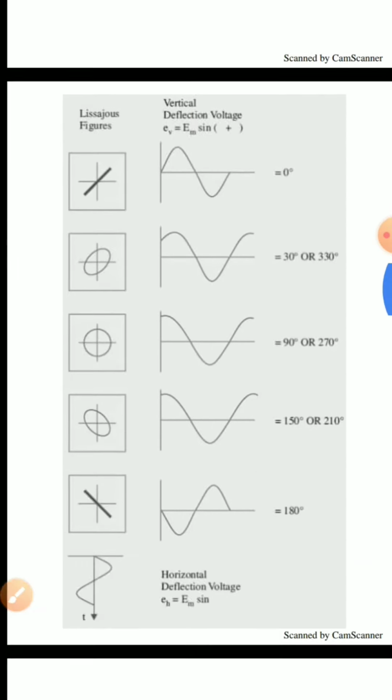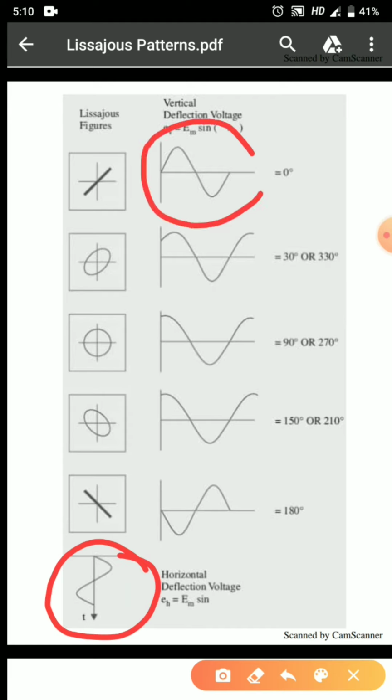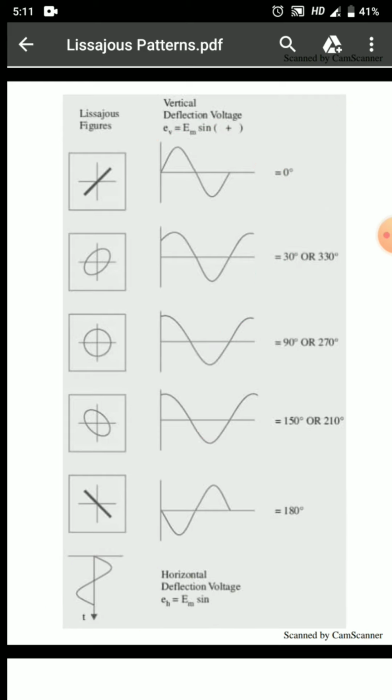Now let us look at this figure. Looking at this figure, we can see that this is the horizontal signal, the signal applied to the horizontal plate, and this is the signal applied to the vertical plate. Here we can see that both have the same frequency. For example, if the frequency of this is 50 Hertz, the frequency of this signal is also equal to 50 Hertz. And one more thing that we can see here is that both are starting at 0, that is, their phases are also equal, the phase angle difference is 0 degree. Now when the phase angle difference is 0 degree, we get a straight line.